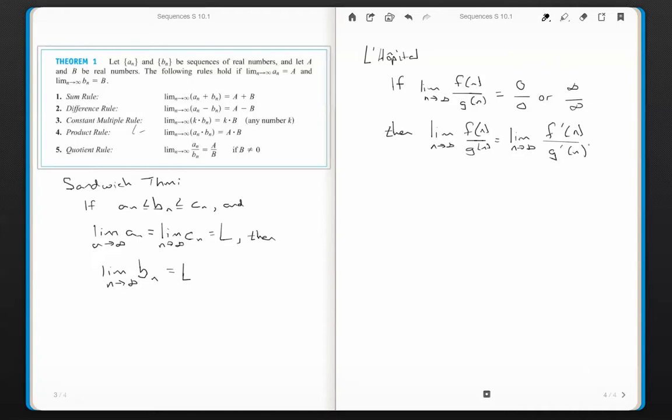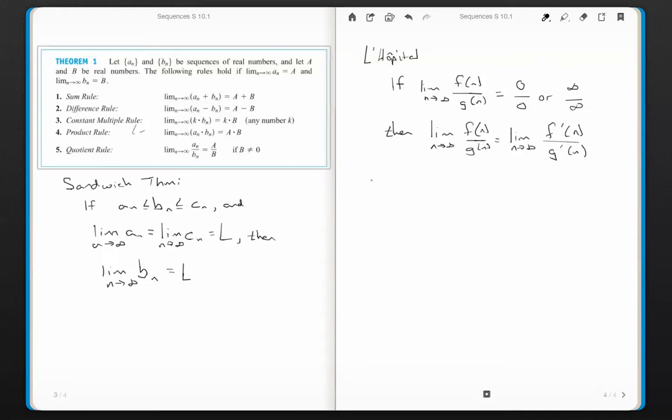Now it's very important, and I can't emphasize enough, it's got to be one of these two indeterminate forms. If it doesn't look exactly like this, you have to do some shuffling around to get it to look like that. But we'll do some examples that look like that later. And that's Theorem 4 on page 555. You can take a look at that.